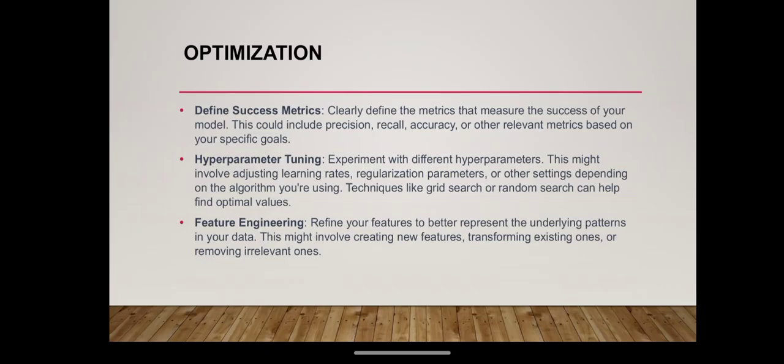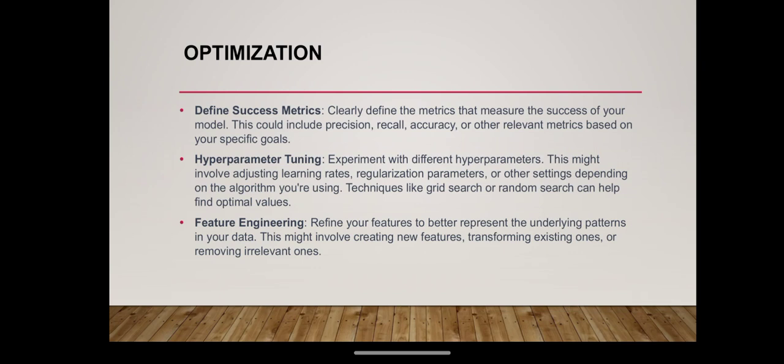Next will be the optimization. Optimization includes defining success metrics, hyperparameter tuning, and feature engineering. Defining success metrics means clearly defining the metrics that measure the success of your model. That could include precision, recall, accuracy, and other relevant metrics based on your specific goal.